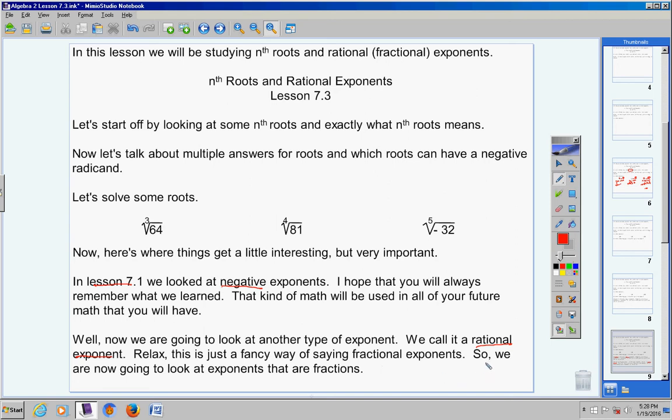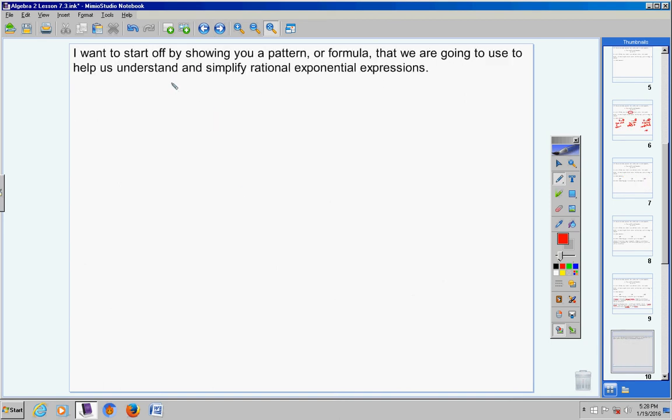So in reality, do you know what we're doing? We're now going to look at exponents that are what? Fractions. So we looked at exponents that are negative. Now we're looking at exponents that are fractions. Okay, here we go. I want to start off by showing you a pattern or formula, whatever you want to call it, that we are going to use to help us understand and simplify rational exponential expressions, okay? Here it is. Please copy this in your notes.